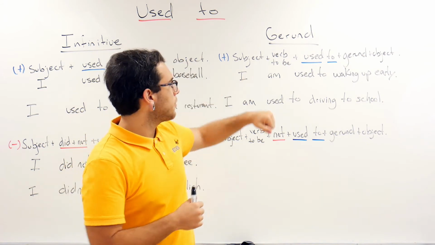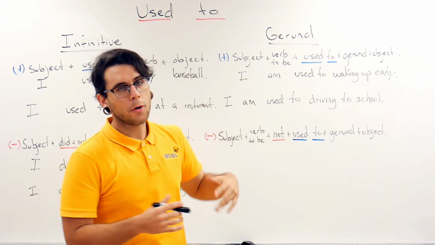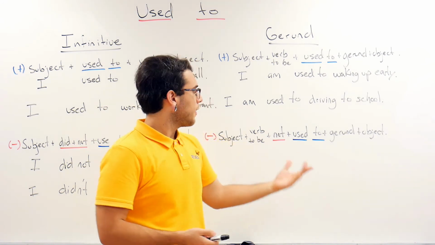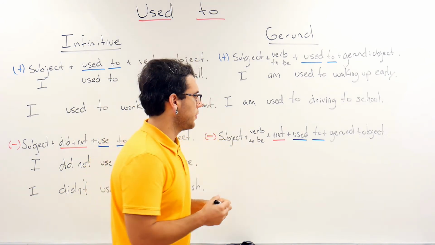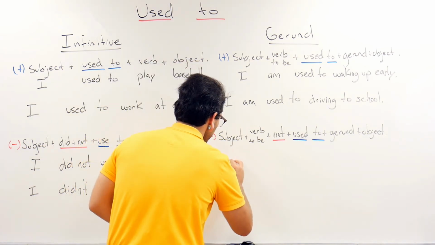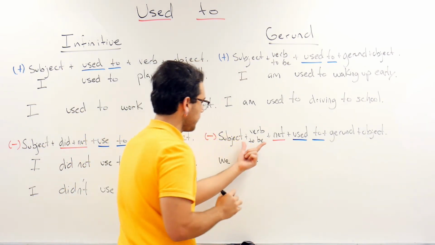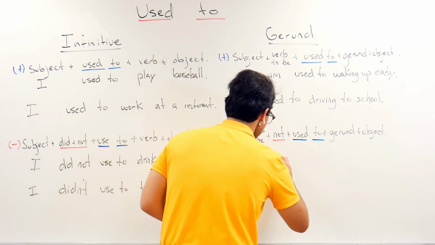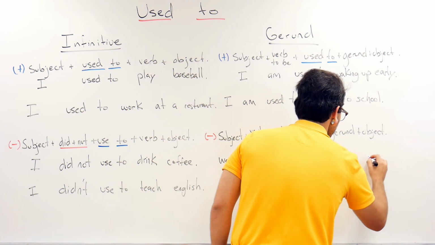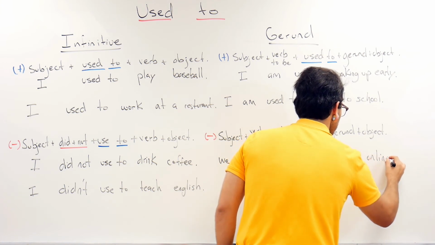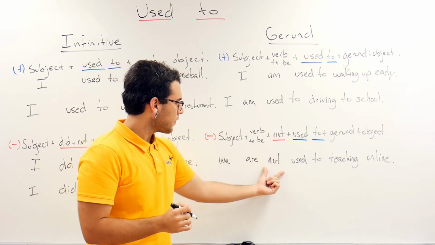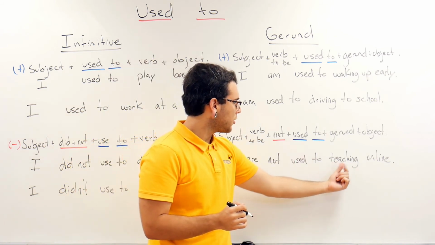And now for the negative of the gerund, that's something that is not normal for you. The exact opposite of the positive, where we said something that you're used to doing, something that is more frequent. The negative, of course, is something that you're not used to doing. So we'll start off here with we are, is the verb to be, not used to teaching online. We is the subject, are is the verb to be, not used to teaching online.